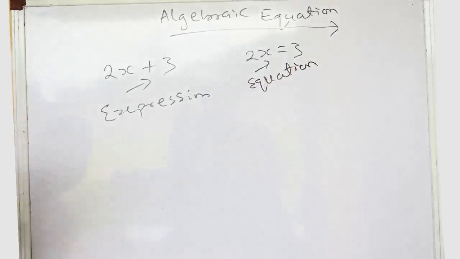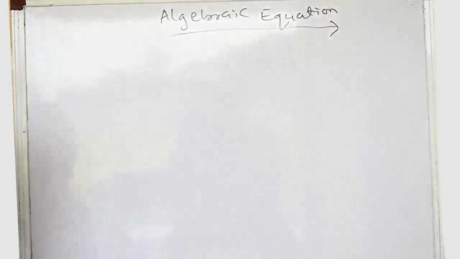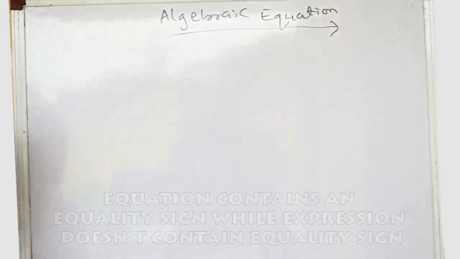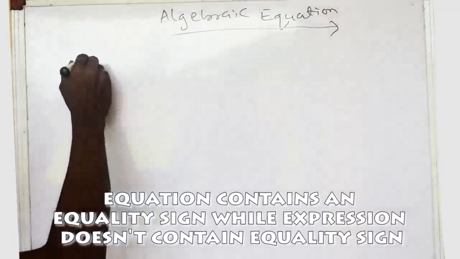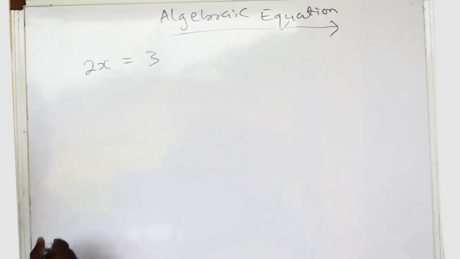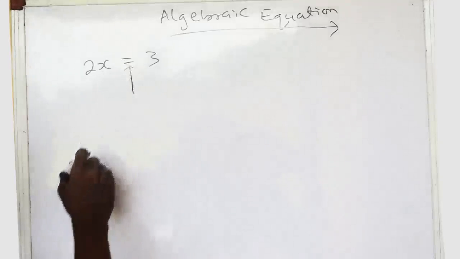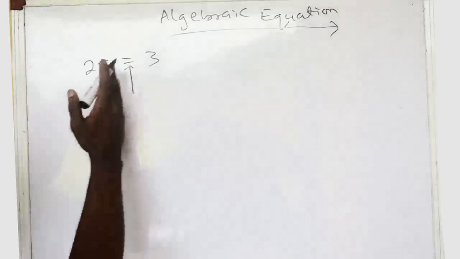Now in this regard, let me clean up and go back to the deal. You know that an equation has an equality sign, whereas an expression doesn't have an equality sign. So if I write 2x equal to 3, this equality sign is serving something here. One, it serves as a separator. It has separated this side from this side.